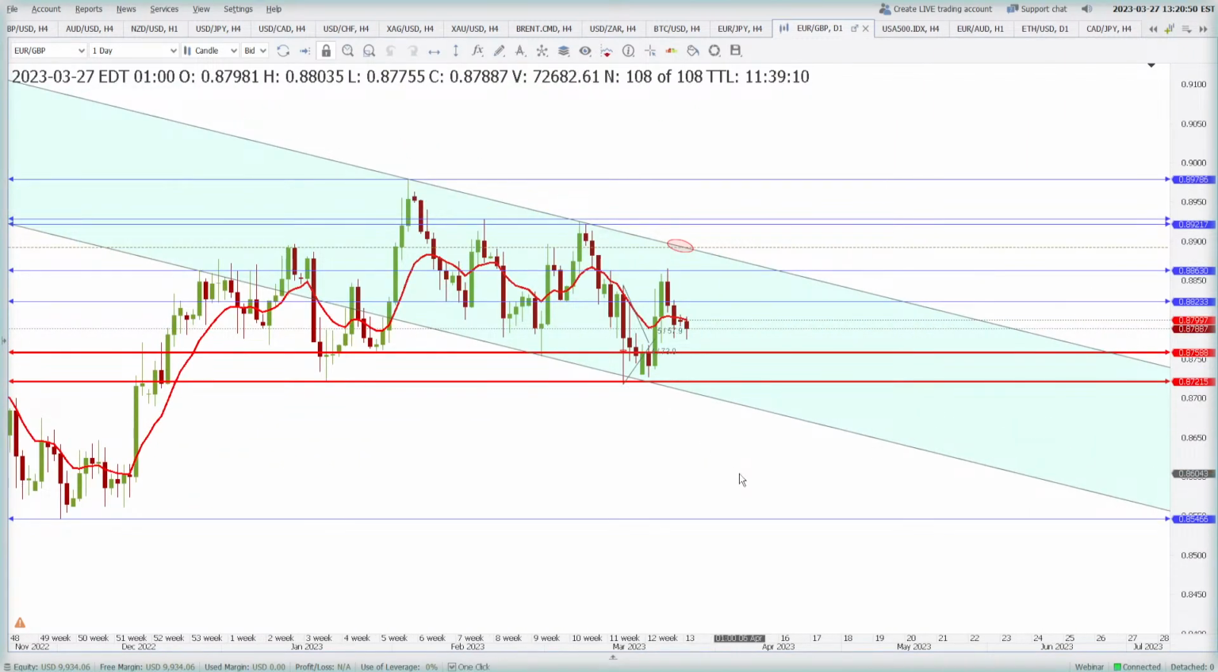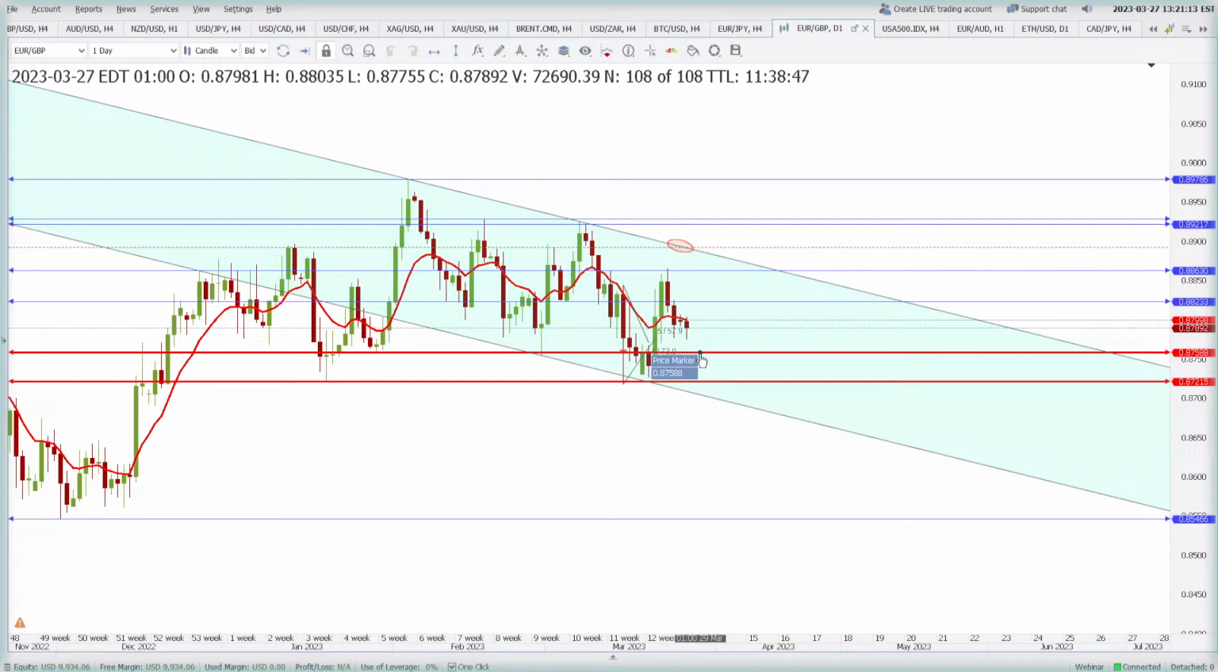EURGBP, I'm looking for a selling opportunity at the higher prices. The price is going down, so 0.8758 may be a buying opportunity, but not for us, because we are not looking for any buying opportunity in this market. We are looking for a selling opportunity, so we wait for it to emerge. Till then, we will be just sitting at the sidelines in this market and do nothing.